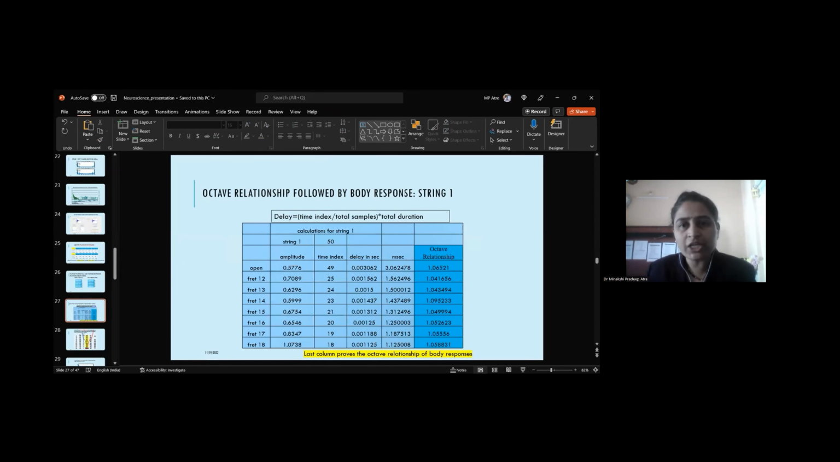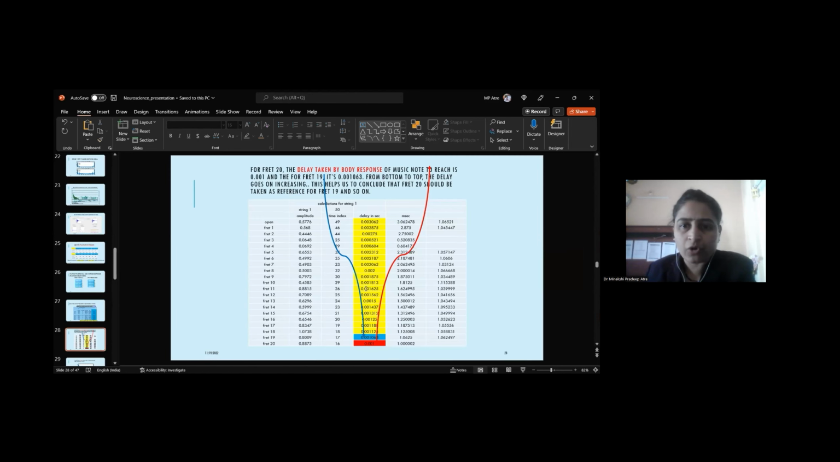So the octave relationship, that is 2 raised to n divided by 12, is being followed by all the music notes. For fret 12 to fret 18, the sample values are shown over here. We are expecting this ratio to be 1.05, and we can see it's very close: 1.06, 1.04, 1.04, 1.09. Likewise we have calculated for all the strings, and this is the extensive experimental research that we have done to establish the relationship between the impulse responses.